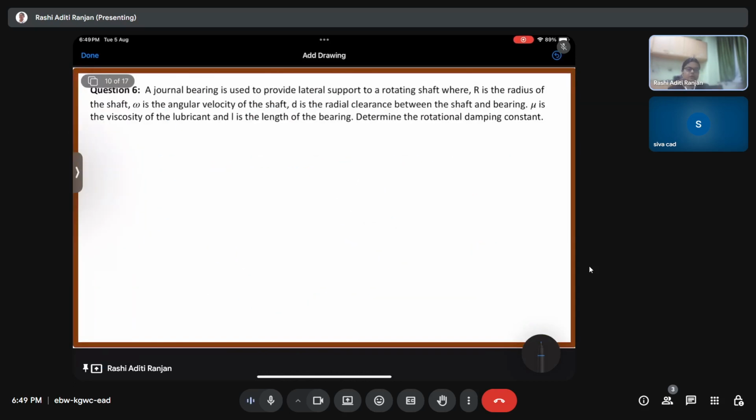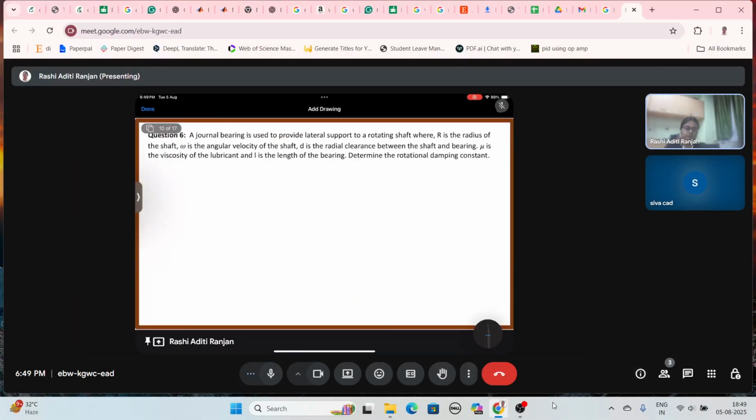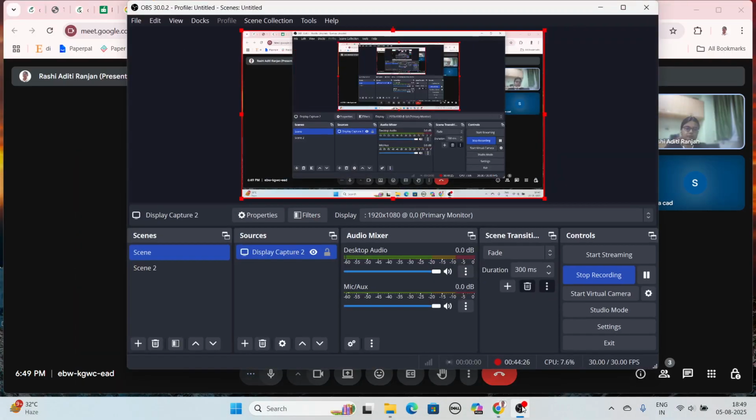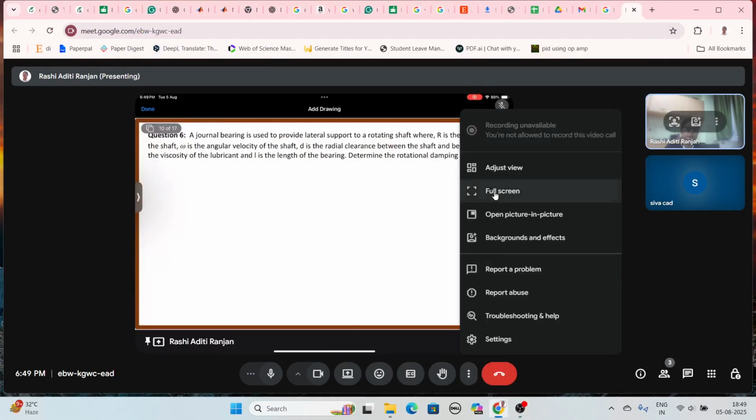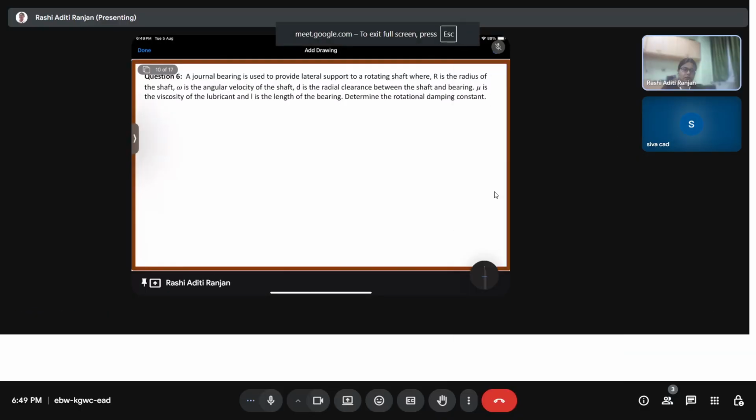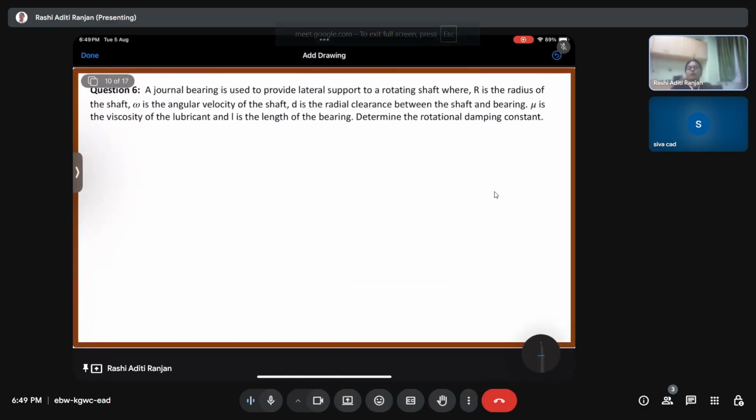Now, coming to question number 6. Okay, so we have a journal bearing used to provide lateral support to a rotating shaft, where R is the radius of the shaft, omega is the angular velocity of the shaft, D is the radial clearance between the shaft and bearing, mu is the viscosity of the lubricant, and L is the length of the bearing. Determine the total rotational damping constant.